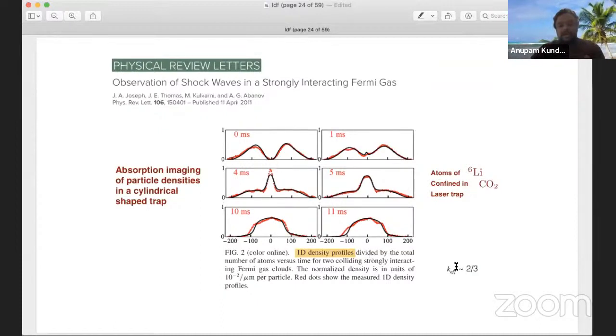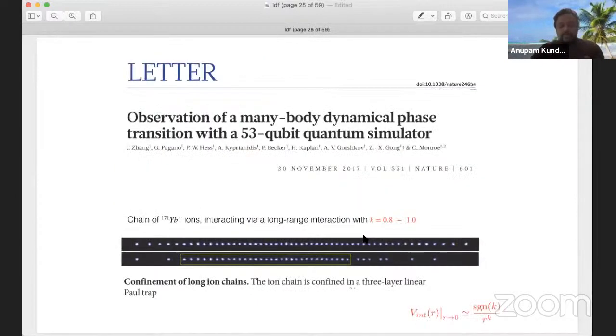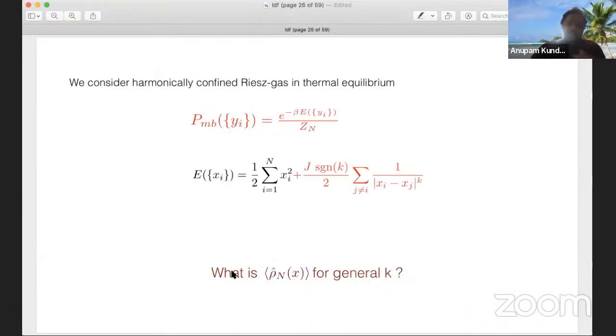And here the K effective was minus 2/3. This is another experiment in which they have created a chain of ytterbium ions, and they are able to create long range interaction of this form with K between 0.8 to 1. And in this case, they can actually observe the positions of the atoms. So it is possible to create the density profiles or look at the edge fluctuations, the kind of questions that I was talking about and I'll be talking about in more detail.